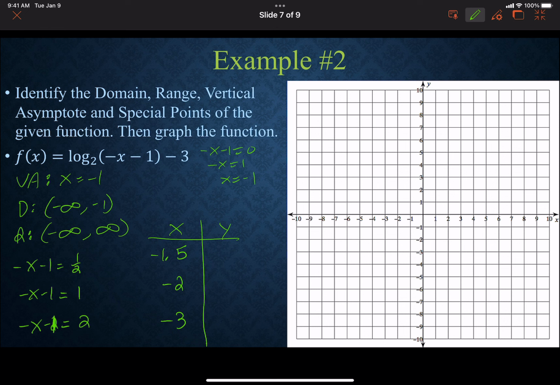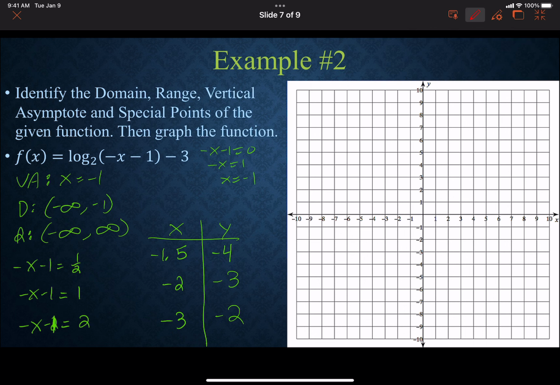Substituting negative 1.5, we get log base 2 of positive 1.5 minus 1, which is a half. Log base 2 of a half is negative 1, minus 3 is negative 4. We substitute negative 2. Negative of negative 2 is 2, minus 1 is 1. Log base 2 of 1 is 0. 0 minus 3 is negative 3. And again, we're noticing we're going up by that value of a in front. So this next one would be negative 2.